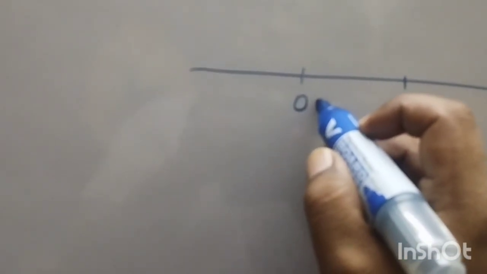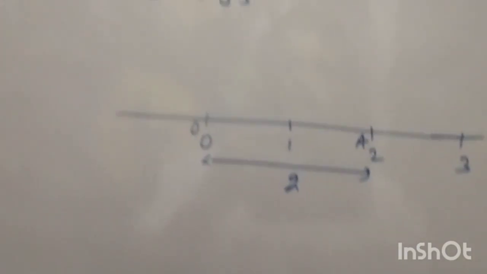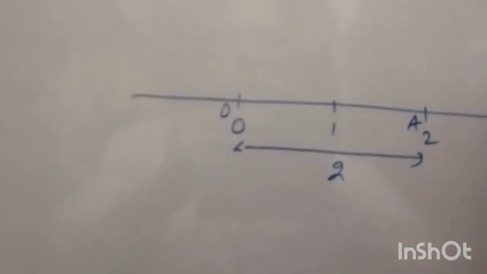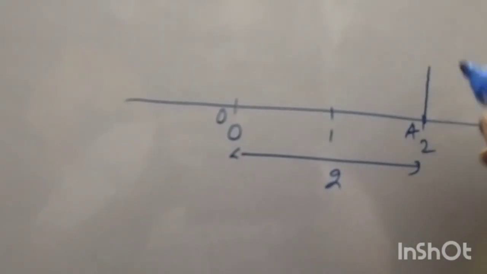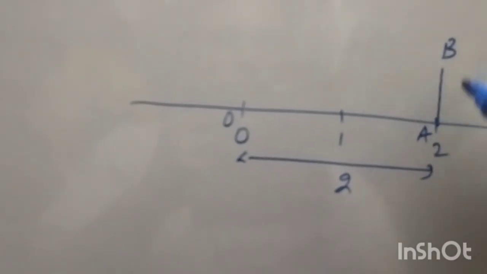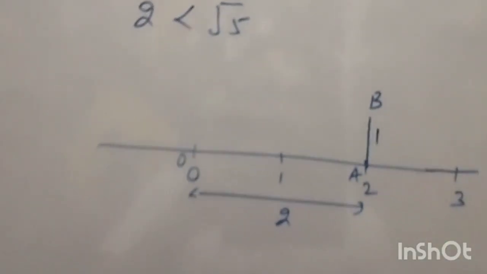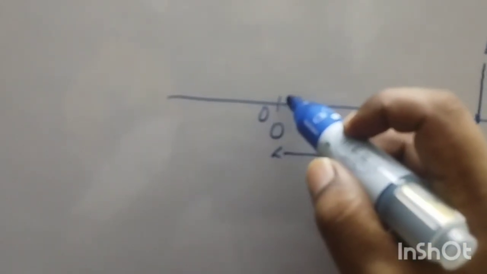Let's see. We know that, let's mark this point as O and this point as A. So we know that OA is around 2. So in that case what we'll do, we'll just make a perpendicular on A, and we can name it as B, and we know that AB has to be 1 unit. So whatever be the unit, it has to be 1 unit. So the next step would be joining O to B.